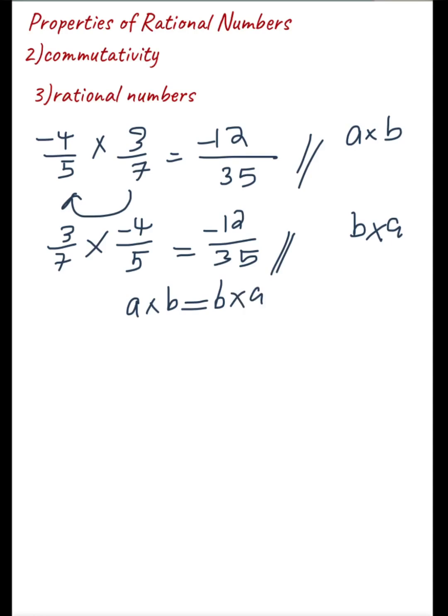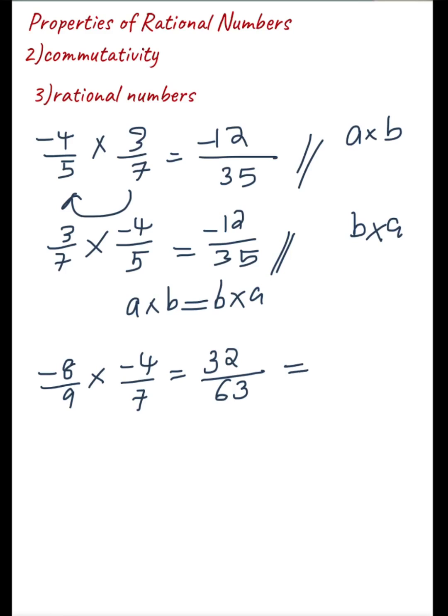Now let's take more examples. That is minus 8 by 9. And I am going to multiply it with minus 4 by 7. Okay, minus 8 by 9 into minus 4 by 7. When you multiply it, what will you get? Minus 8 into minus 4 is 32 divided by what is 9 into 7? It's 63. Okay, so our answer is 32 by 63.